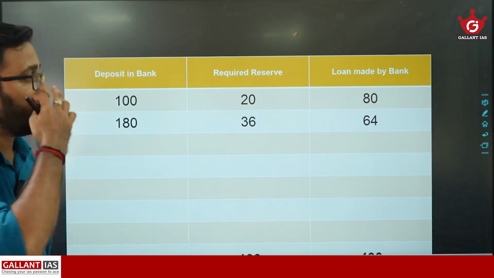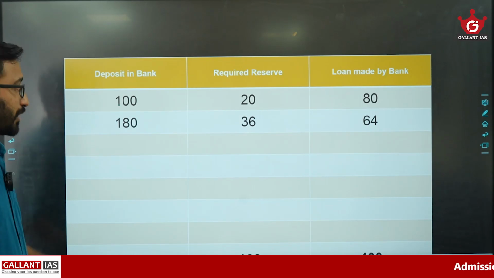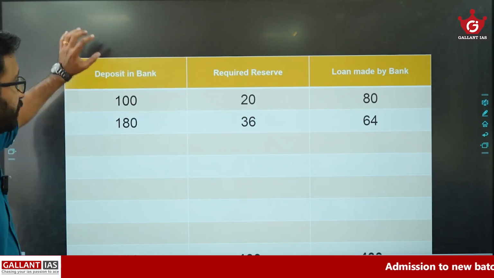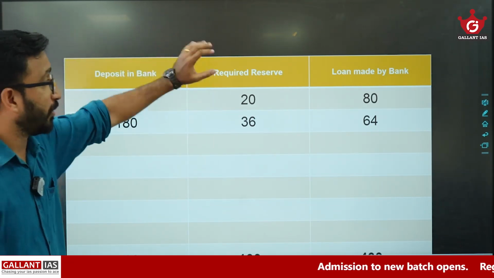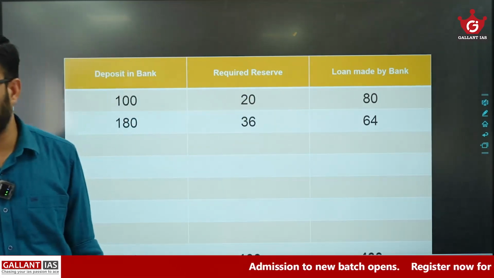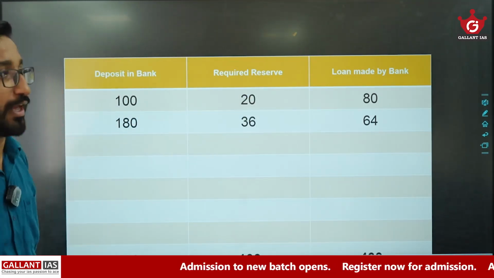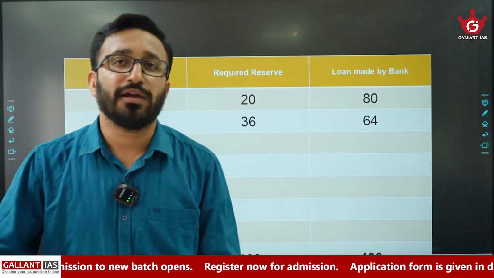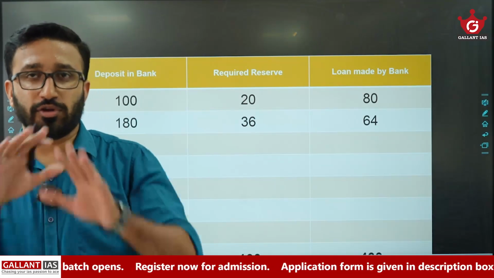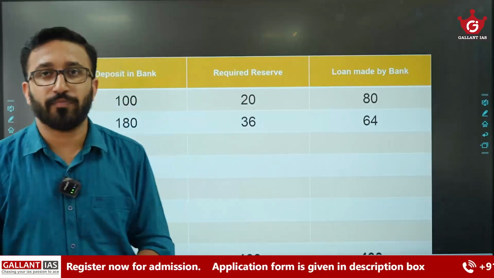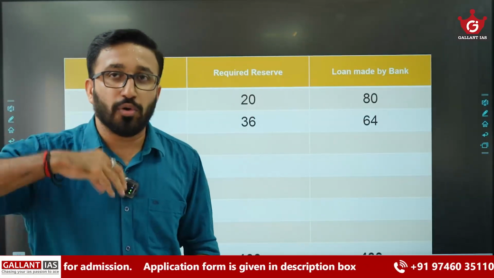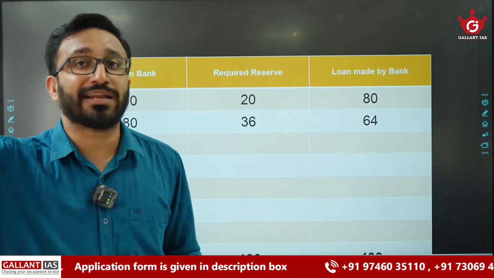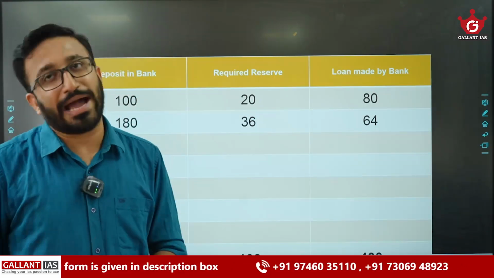So first of all, take a look at this. I have made a chart here: deposit in bank, required reserve and loans made by the bank. Suppose there is only one bank in an economy. It's for an easy example. And so everyone who deposits money will be depositing that in the same bank.